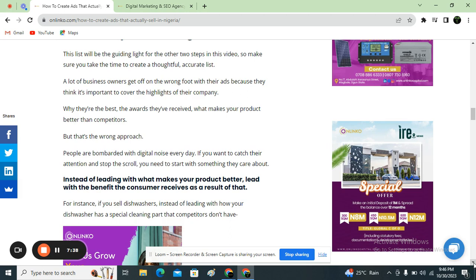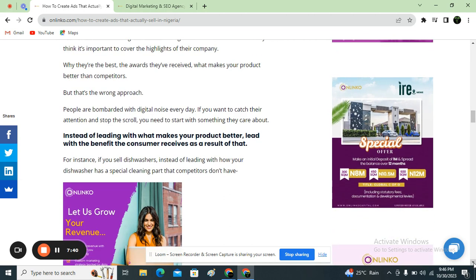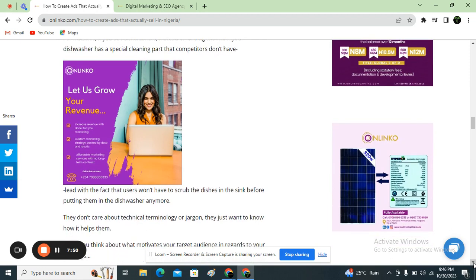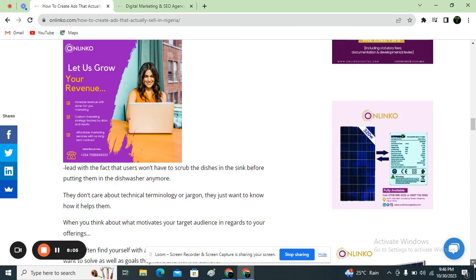Instead of leading with what makes your product better, lead with the benefit the consumer receives as a result of that. For instance, if you sell dishwashers, instead of leading with how your dishwasher has a special cleaning path that competitors don't have, lead with the fact that users won't have to scrub the dishes in the sink before putting them in the dishwasher anymore. They don't care about technical terminology or jargon. They just want to know how it helps them.